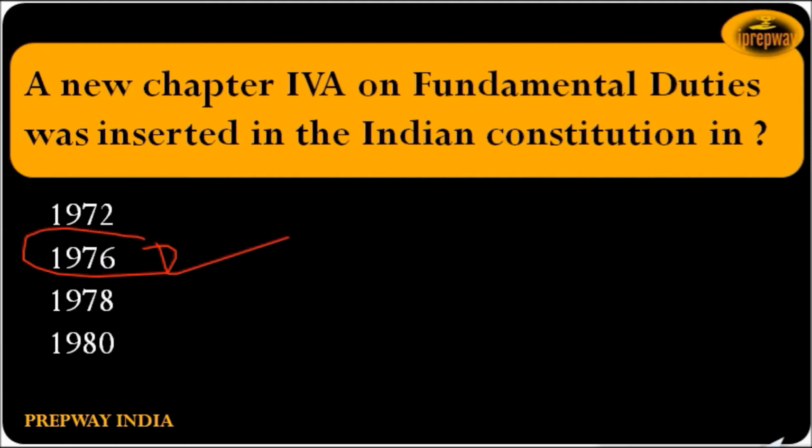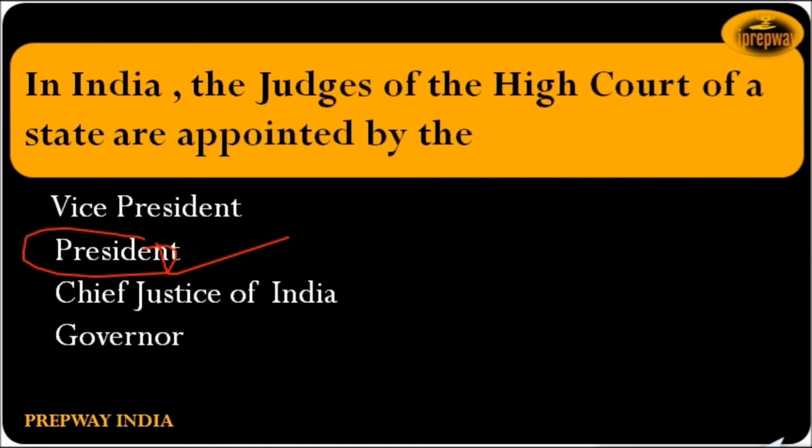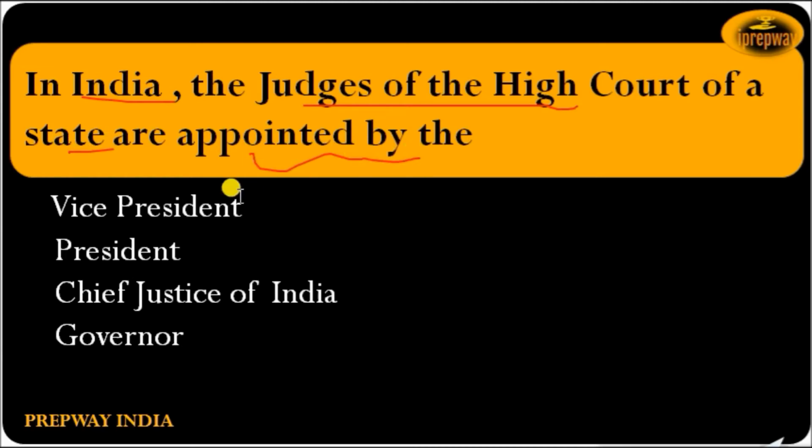Now the second question is that the judges of the High Court of a state are appointed by which one? First option is the Vice President, second option is the President, third option is the Chief Justice of India, and the fourth option is the Governor. So which one is correct? Please try to choose the right answer.